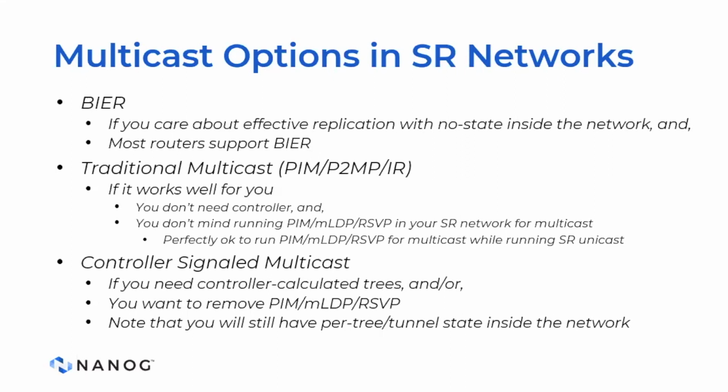I want to point out that while you're running SR unicast, it's still perfectly okay to run those traditional multicast protocols as long as you don't mind. But if you need controller calculated trees or you want to remove those legacy protocols from your SR network, then you can do controller signaled multicast. Just bear in mind that with controller signaled multicast, you will still have per tree or per tunnel state inside the network.